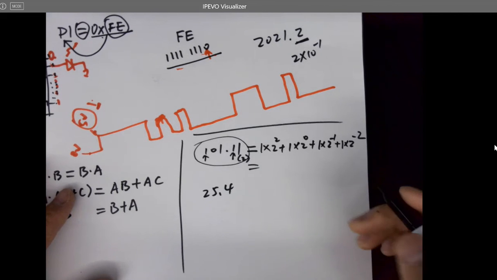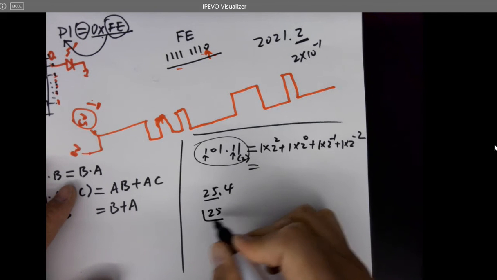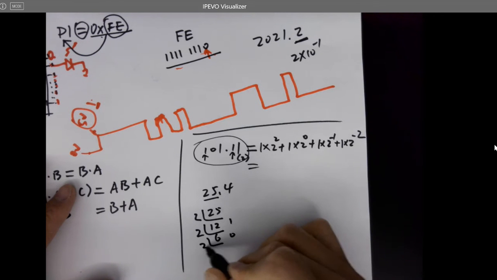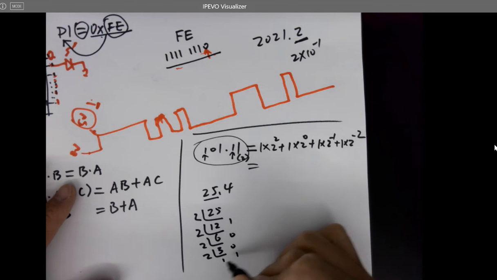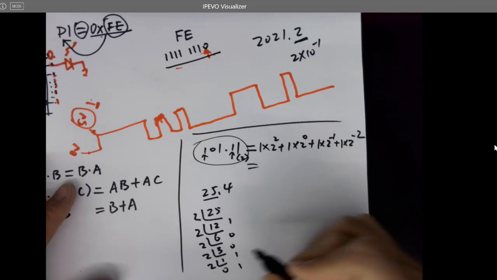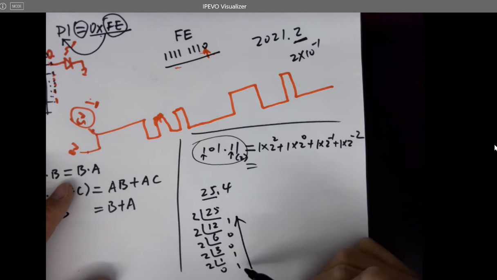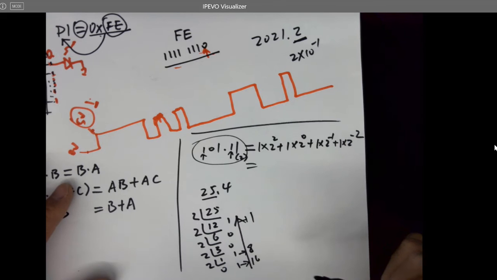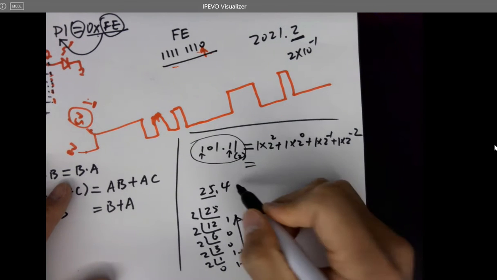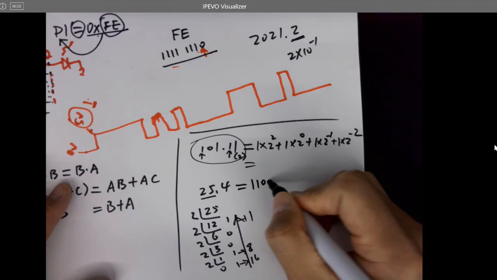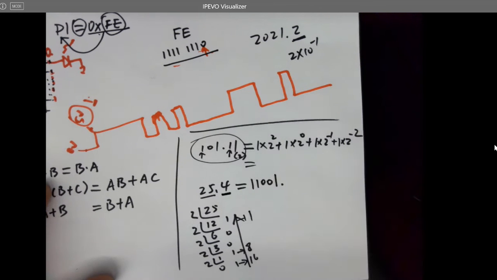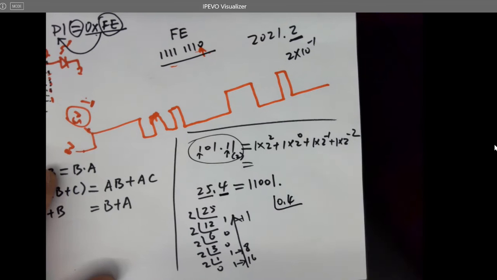Separately, right? So do 25 first. Let's verify it. What is this? 16. What is this? 8. What is this? 1. It is 25. Okay. So this number equals 11001 point something. So what is 0.4? How to convert it into binary?